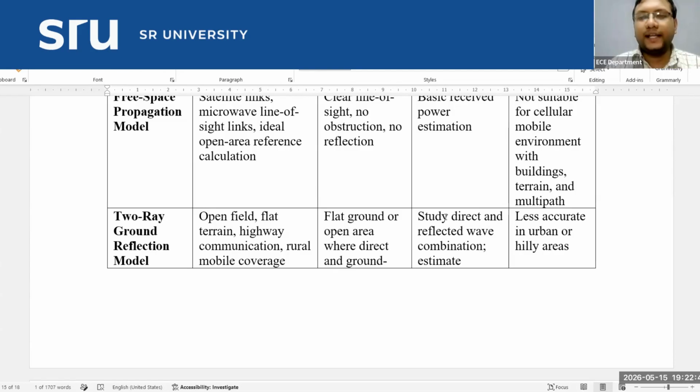Now in urban or hilly areas, what happens? There could be more than two rays, because the points of diffraction and reflection increase. That is why this two-ray ground reflection model could be a basic model for all situations. But if we need more accuracy, then it is good for rural mobile coverage, because obstructions are less there, but less accurate in urban or hilly areas.